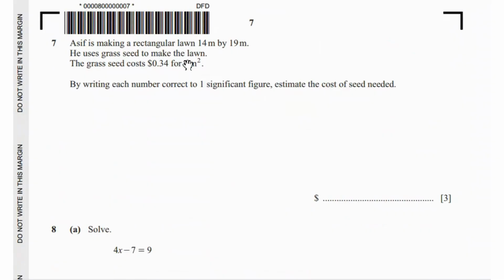Then Asif is making a rectangular lawn 14 meters by 19 meters. He uses grass seed to make the lawn. The grass seed costs $0.34 for 1 meter square. By writing each number correct to one significant figure, estimate the cost of the seed needed.